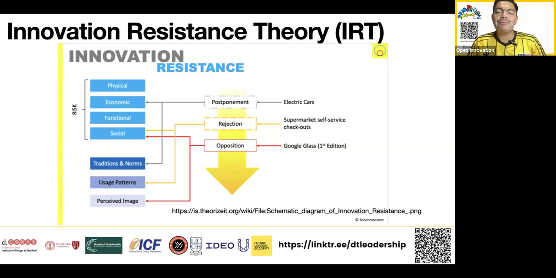Acceptance socially. You could see this in fashion. There's a lot of innovation in fashion, going and comeback and all that. So this is also related in terms of traditions, norms, usage pattern, or perceived image. You know, I mentioned just now social, fashion, and stuff like that, food, right? So because of that, there is a postponement.